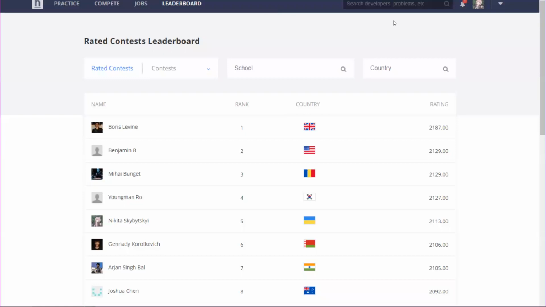So here you can see Hacker Earth's rated contests leaderboard. And you may be familiar with multiple people on that list, but the interesting thing is that Tourist, also known as Gennady Korotkevich, is ranked number 6. And eventually, after taking part in enough contests, I was able to surpass him because Hacker Earth is nice like that. So, yeah.